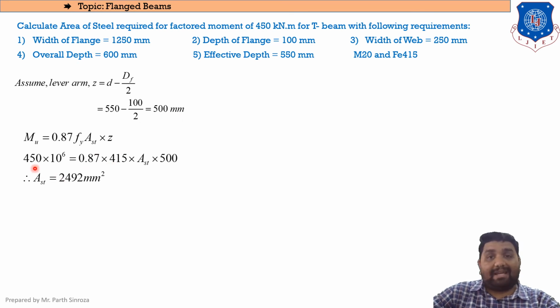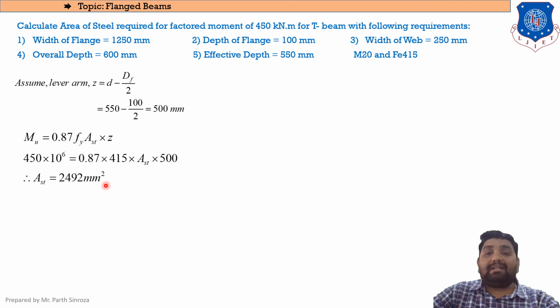So Mu, as it was 450 kilonewton meter, we will be converting it into Newton mm, because the other parameters are in Newton and mm. So 450 into 10 raised to 6 equals 0.87 into 415, that is the grade of steel, multiplied by Ast multiplied by 500. 500 is our lever arm. So in this equation, the only unknown is the value of Ast. So solving it, we are getting Ast equal to 2492 mm square. That means the area of steel required is 2492 mm square.